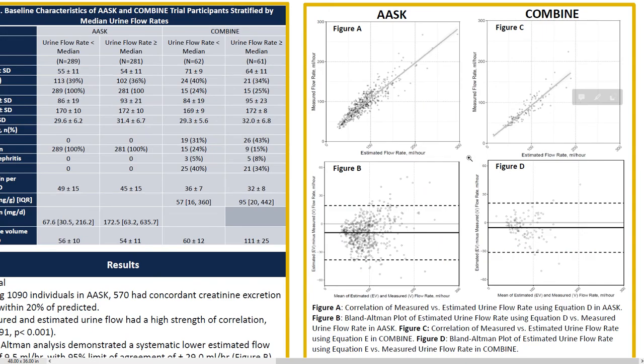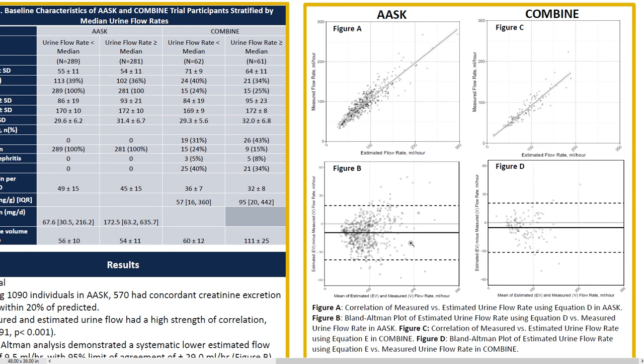When looking at this on a graphical scale, you can see ASK on the left and combined on the right. Figure A and C show our correlation between estimated flow rate in milliliters per hour and measured flow rate in milliliters per hour. Figure B shows our Bland-Altman analysis of equation D in the ASK population, and this plots mean of estimated and measured flow rate versus estimated minus measured flow rate on the y-axis. The dotted lines on both figure B and D are our 95% confidence intervals, and the black line represents our systemic bias of the sample.